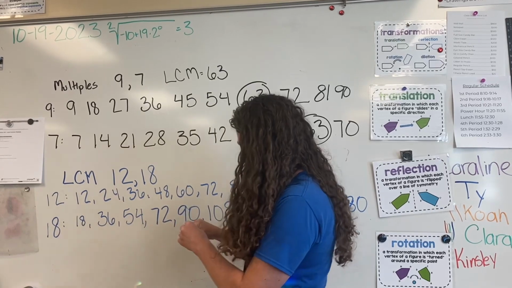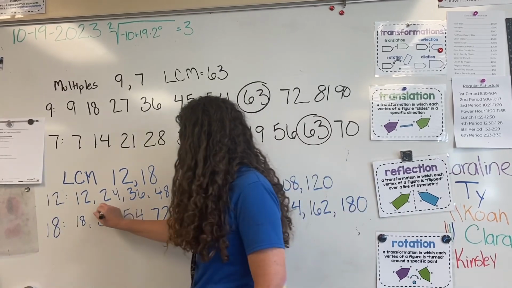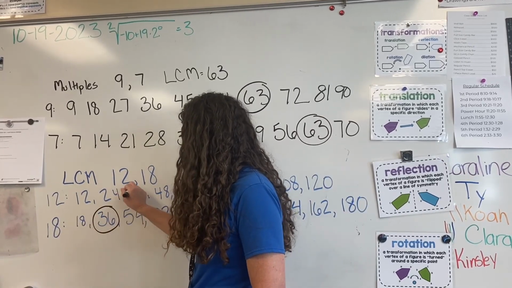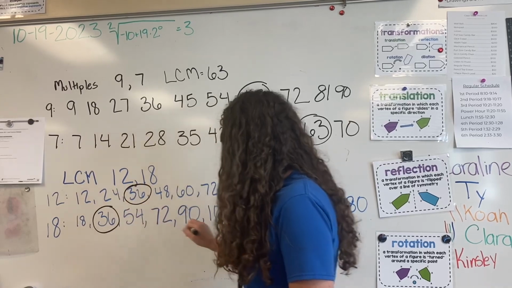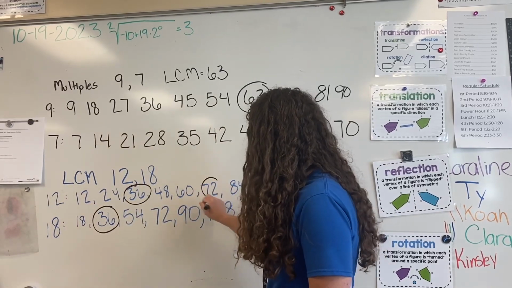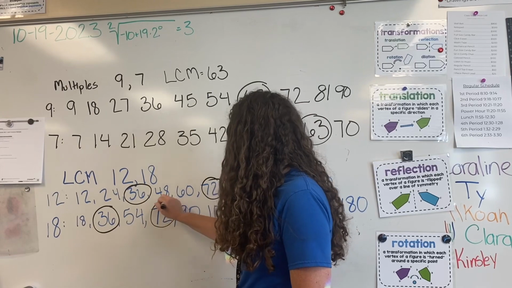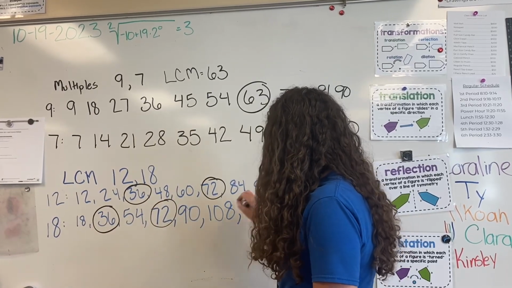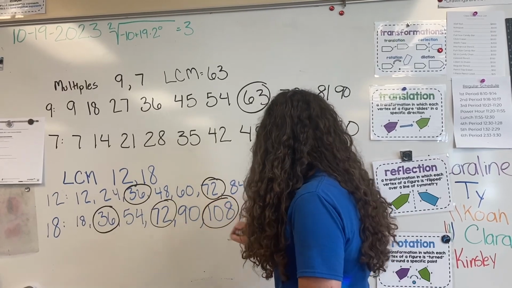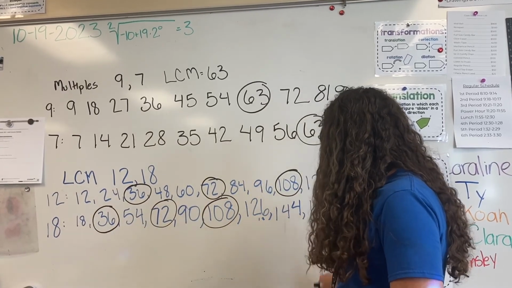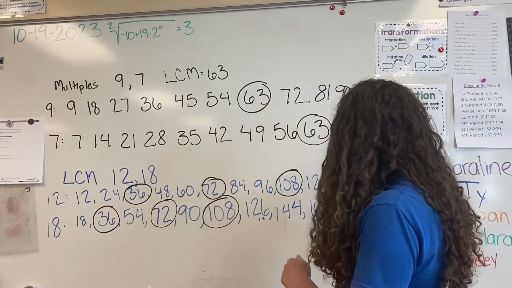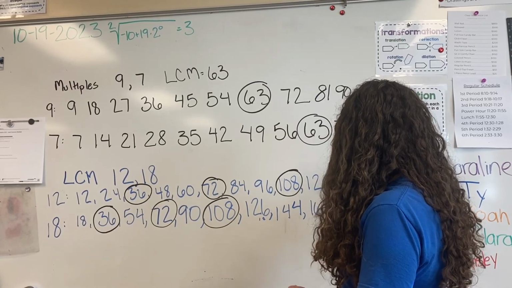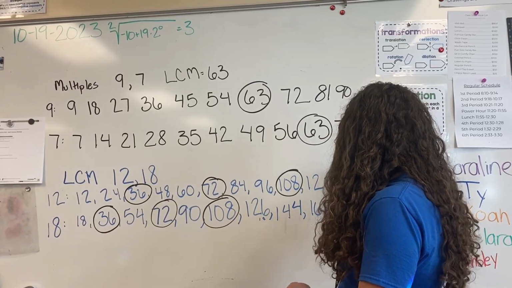Which ones do they have in common? 36. What else do they have in common? 72. 108. You're just trying to get the lowest one, so it's just 36. Do we have any more in common? We do. If we kept going, 12 times 12 is actually 144. They would have that in common.